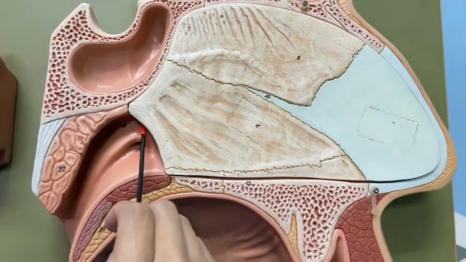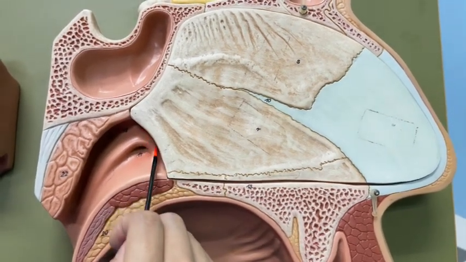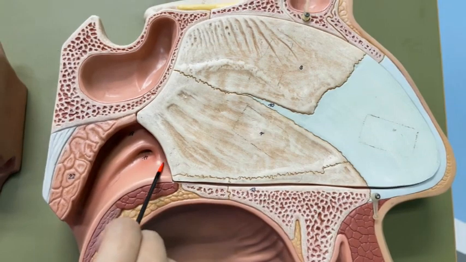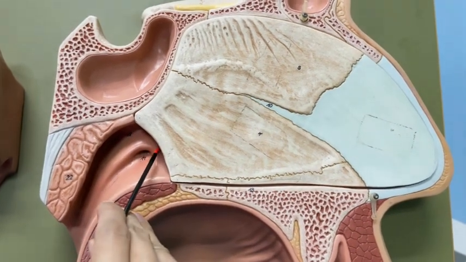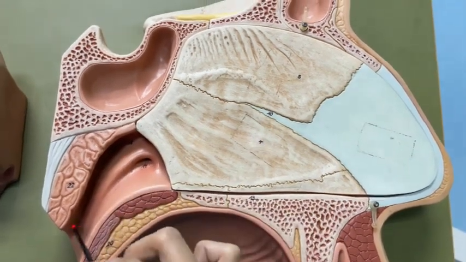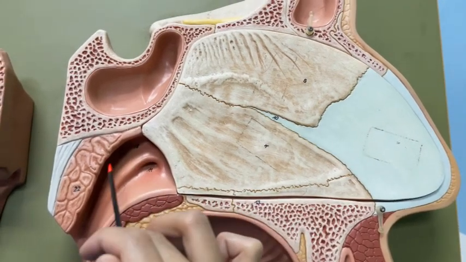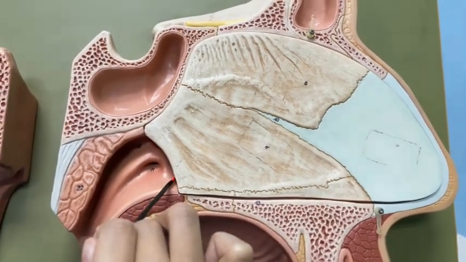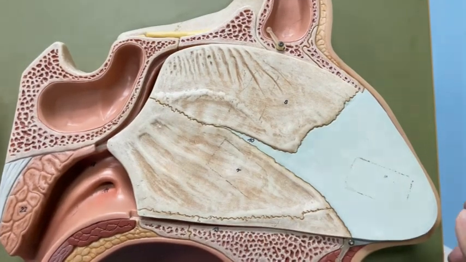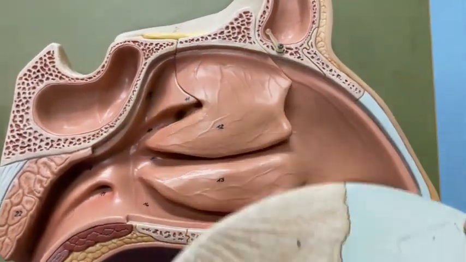This is the posterior nasal aperture, which is known as choana or choanae, which communicates the nasal cavity with the nasopharynx. So this is the nasopharynx area. This is the choana. Now let's remove this nasal septum.